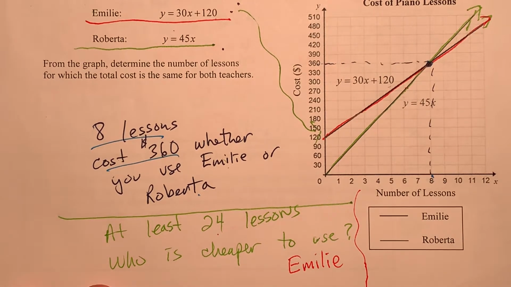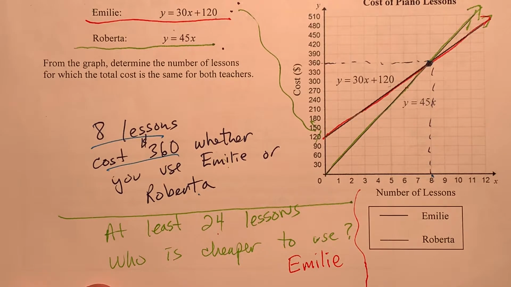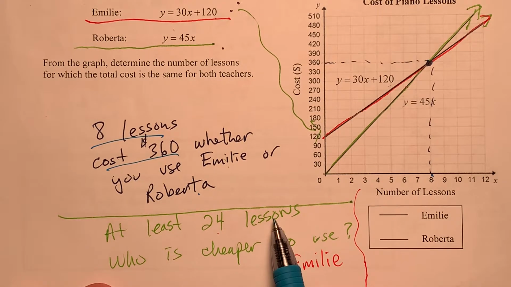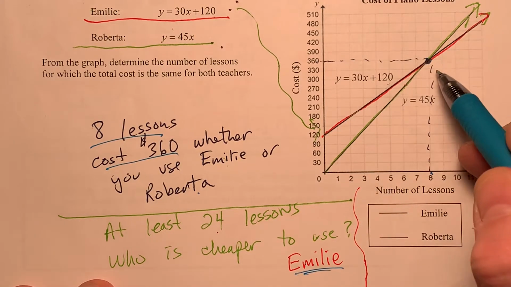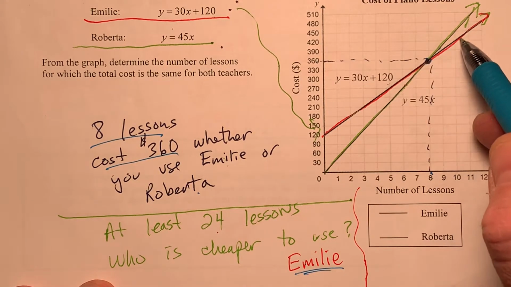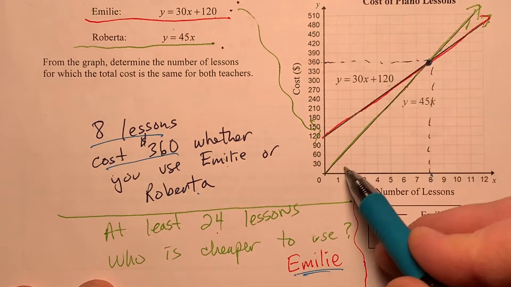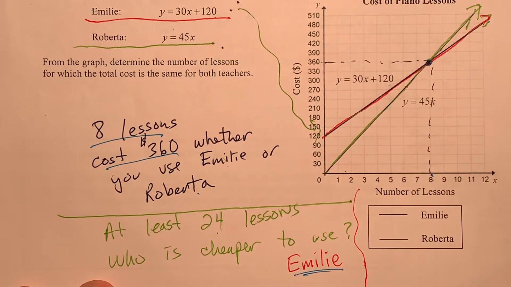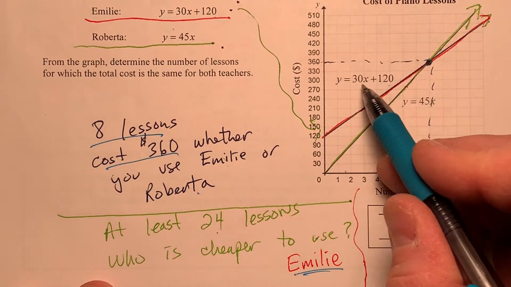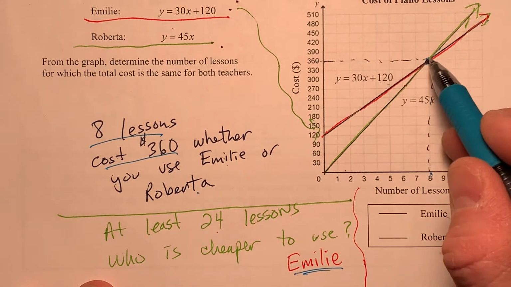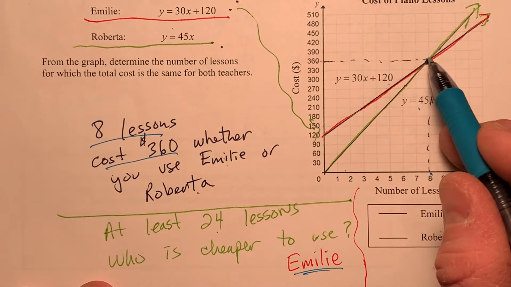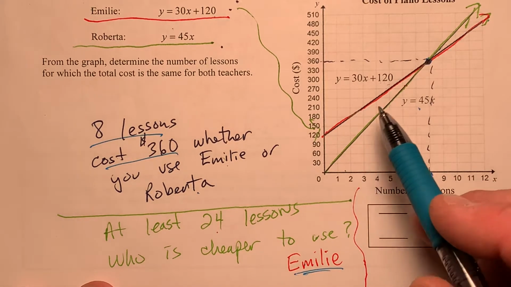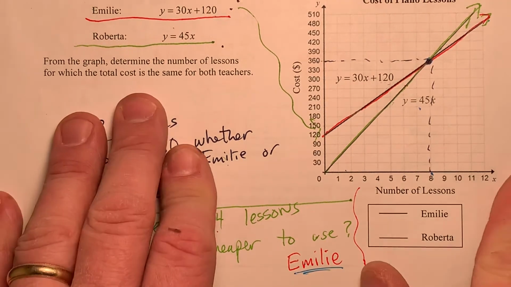So at least 24 lessons. Oh, if you're going to do 2 years, who's cheaper to use? Well, then if you're doing 2 years, it's cheaper to use Emily because she's not as steep. After 8, she's cheaper. Before 8, Roberta is cheaper because Emily made you shell out that $120. But her slope is 30 and Roberta's is 45. So if you were doing more than 8 lessons, Roberta's going to be more expensive. If you're doing less than 8 lessons, then Roberta's cheaper. All right.